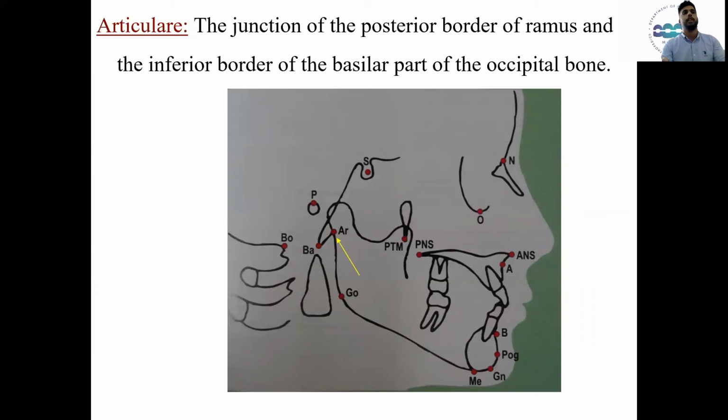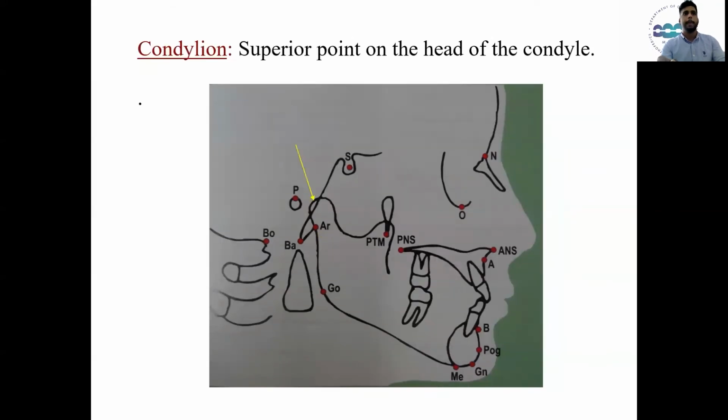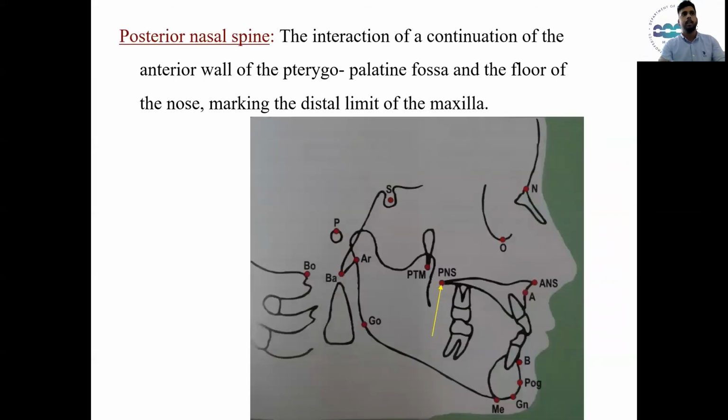Next comes articulare. It's the junction of the posterior border of the ramus and the inferior border of the basilar part of the occipital bone. Next is condylion, the superior point on the head of the condyle. Posterior nasal spine is the intersection of the continuation of the anterior wall of the pterygopalatine fossa and the floor of the nose, making the distal limit of the maxilla.